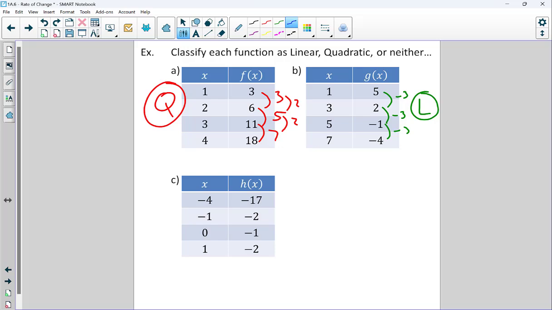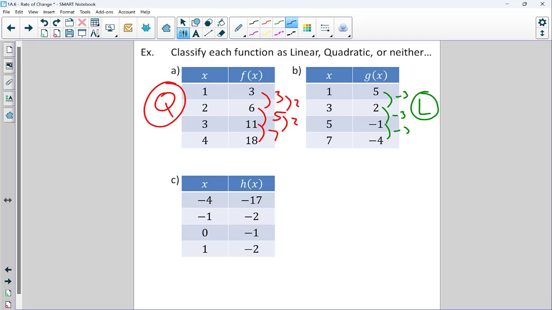All right, now the third one, again, make sure you're looking at the x value, negative 4 to negative 1 to 0 to 1. Now here we have a problem. Negative 4 to negative 1, we're adding 3, then we're adding 1, then we're adding 1. So we have a constant between this number and this number, but this number, I don't really care about negative 4. I need this to be negative 2 in order to fit the pattern.